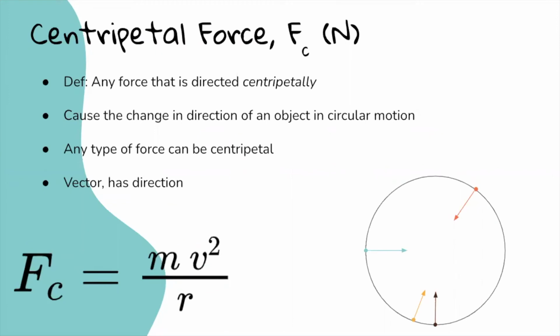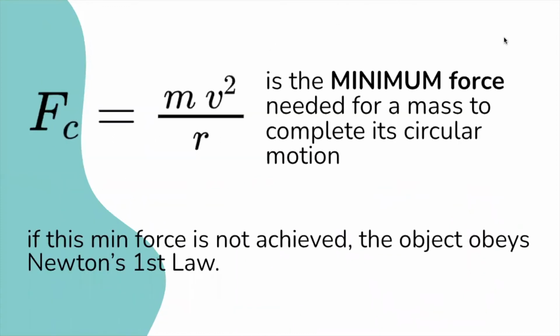Another thing that this equation means is the minimum force that your system needs to apply in order to go in a circle. So let's say that I've got this minimum force. I calculate mv squared over r, right? And the system doesn't put in at least that much force. If it doesn't put in that much force, then the object will just go in a straight line, like an object in motion stays in motion.